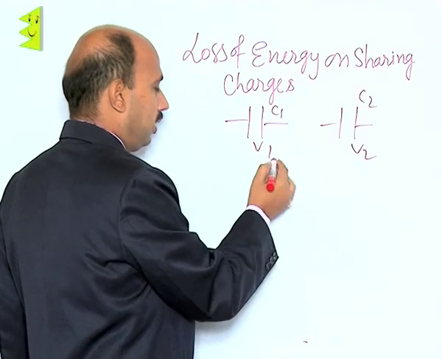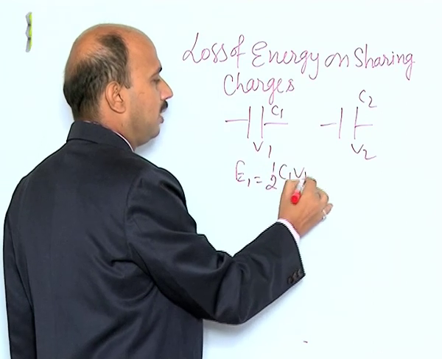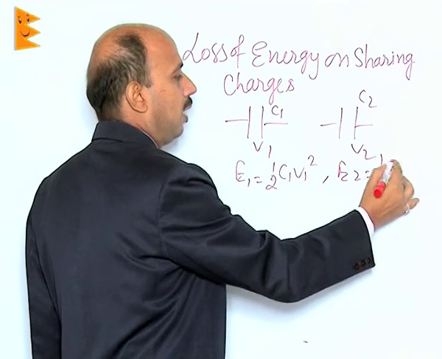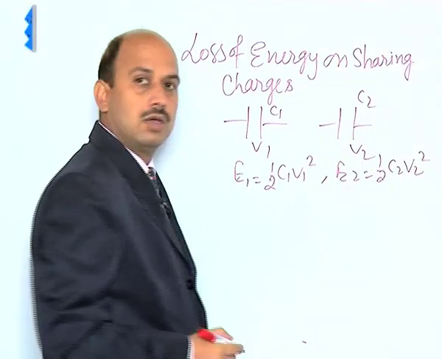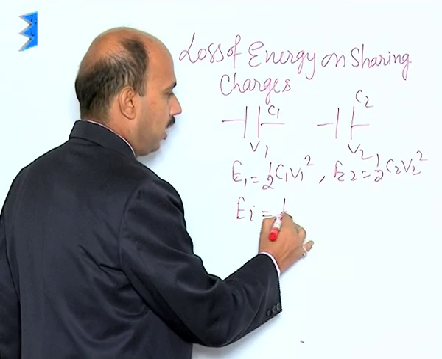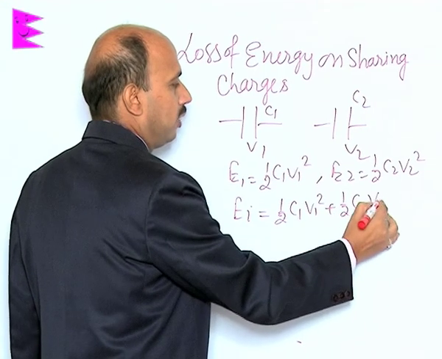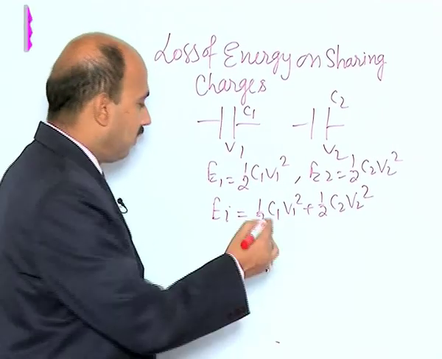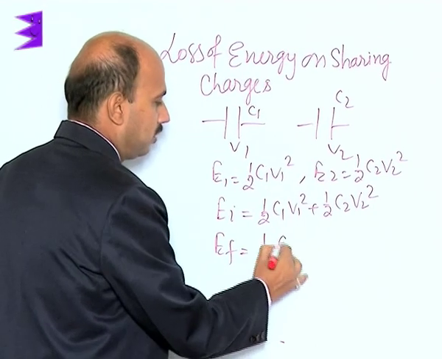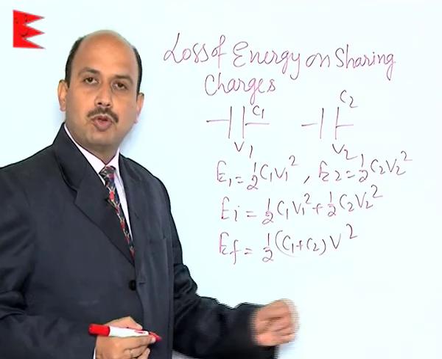Here its initial energy is E1 is equal to half C1 V1 square, and its energy here is E2 is equal to half C2 V2 square. So, the total initial energy we can write E is equal to half C1 V1 square plus half C2 V2 square, and the total final energy we can write EF is equal to half C1 plus C2 into V square, where V is the common potential.